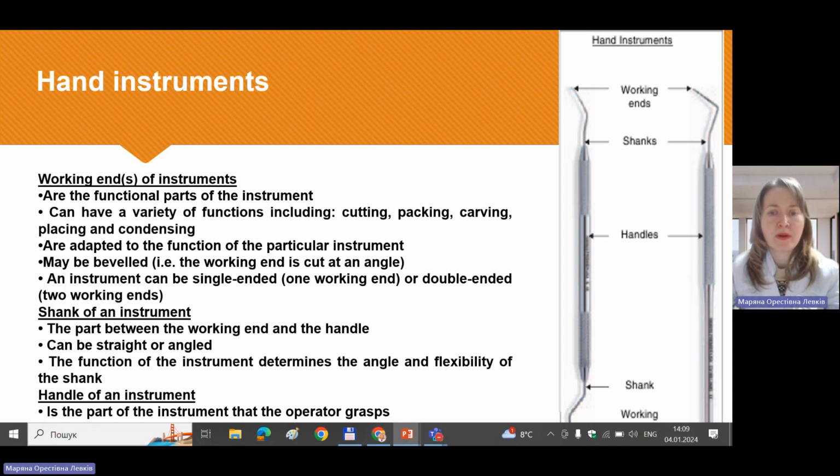The working end may be beveled; for example, the working end is cut at an angle. An instrument can be single-ended or double-ended, which means that it has working ends on both ends of the instrument. The shank of an instrument is the part between the working end and the handle. So this is the shank. It can be straight or angled. The function of the instrument determines the angle and flexibility of the shank. The handle of the instrument is the part of the instrument that the operator grasps by hand.